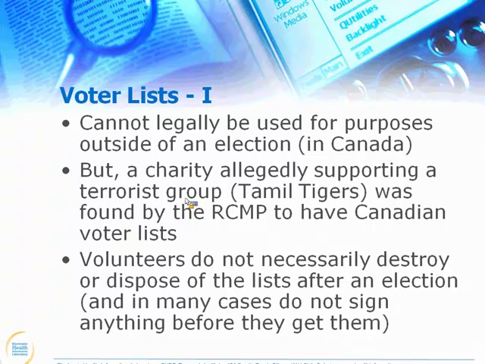In a Canadian context, you cannot legally use a voter list for purposes outside of an election. However, there are known cases where a charity allegedly supporting a terrorist group, the Tamil Tigers, was found by the RCMP to have obtained Canadian voter lists, and they had highlighted the names of individuals with Tamil-sounding names, and they were being targeted for donations. They were raising money. So they would find people who sounded like they would be sympathetic based on the ethnicity of their names, and they were targeting them.